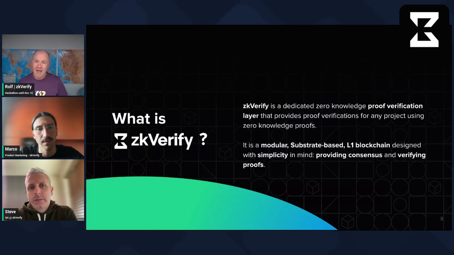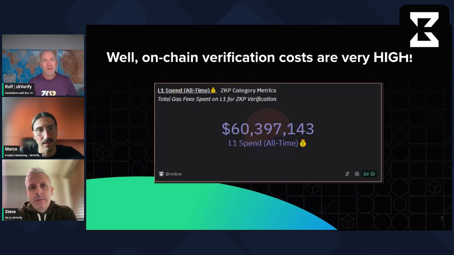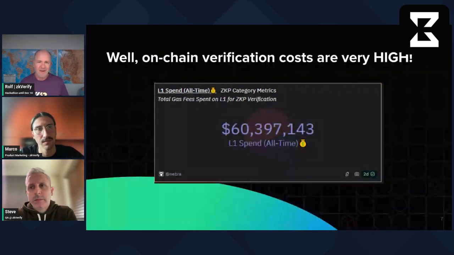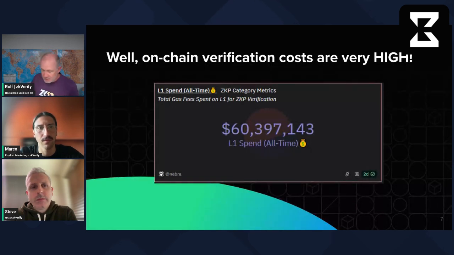Yeah, because I think it's mostly ZK rollups, although I think WorldCoin adds a lot to this as well. They do a lot of verifications. I think they moved to Optimism or their own chain for that.